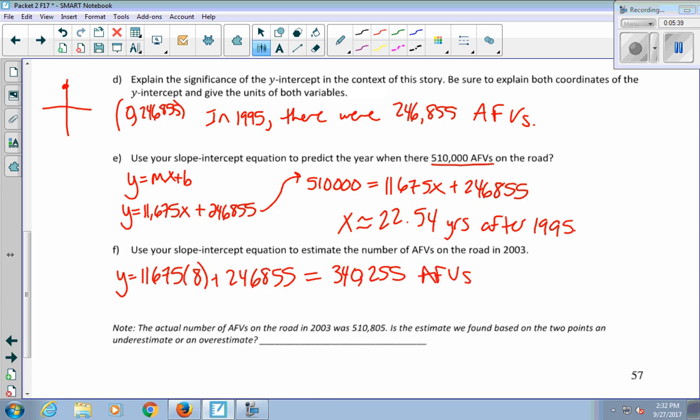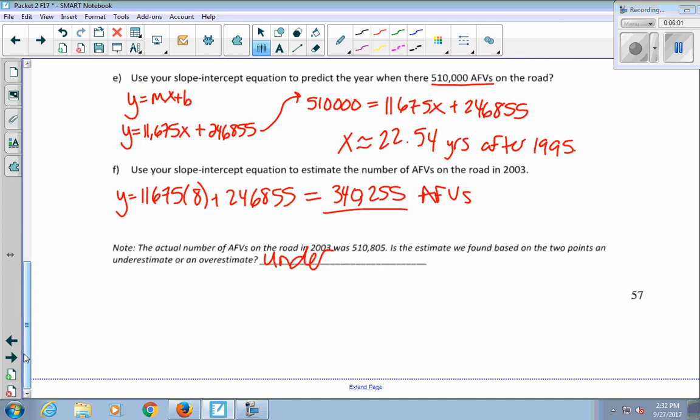AFVs in 2003. The actual number of AFVs on the road in 2003 was 510,805. Is the estimate we found based on the 2 points an underestimate or an overestimate? It's way under, right? We only predicted 340,000, so under. It's an underestimate.